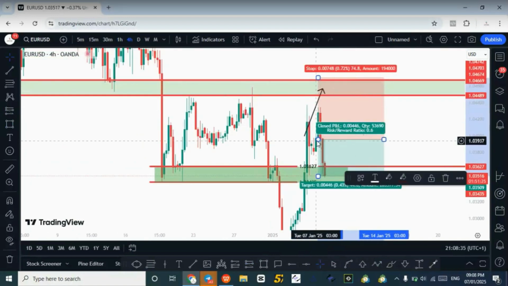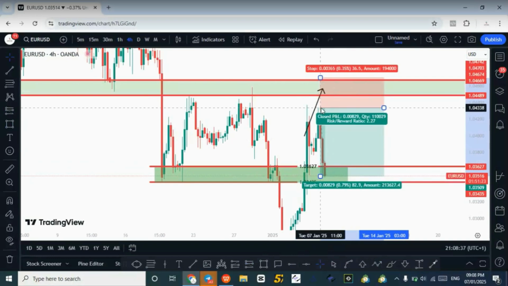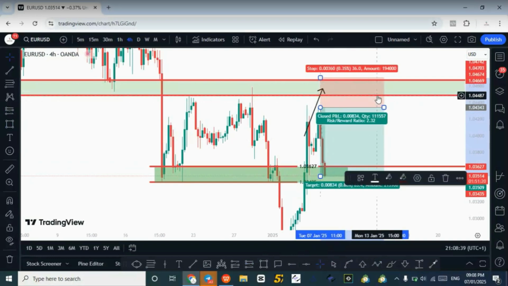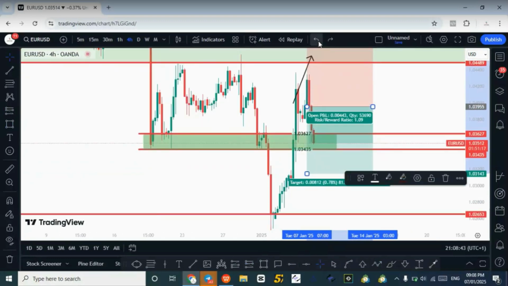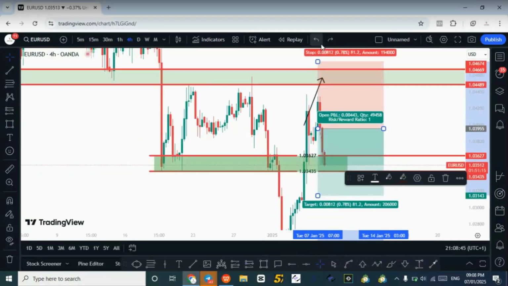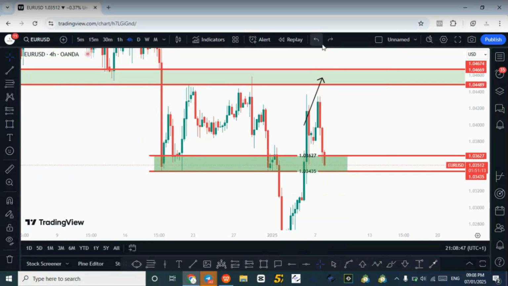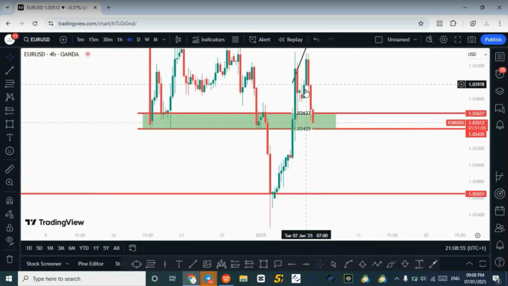So I would have preferred if my entry was maybe somewhere around here, and this is a more reasonable stop loss for me. So it's not just even about the entry. I'm also looking at how big of a stop loss I am willing to take or not take. The distance is too far. So if price had come into this zone, I would have sold. But now that it didn't come, now it is coming back down, I will sell.